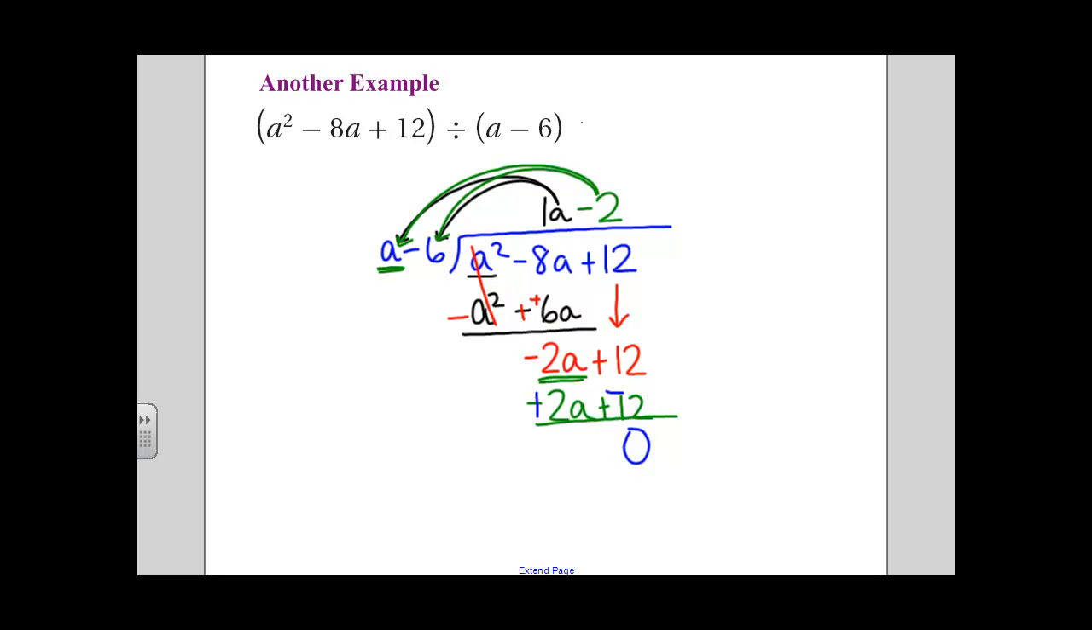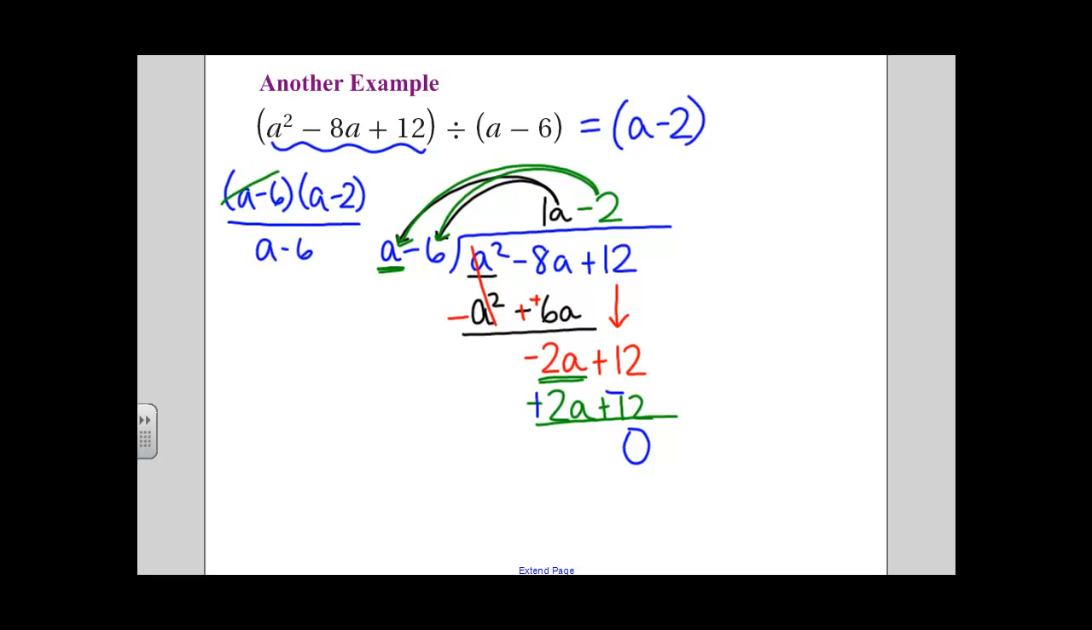So that means if I divide a squared minus 8a plus 12 by a minus 6, I'm left with a minus 2. Same thing if we were factoring. If we factored this guy, we would end up on the top with a minus 6 times a minus 2, all divided by a minus 6, and we can see that this stuff cancels out. Again, way easier to do with factoring, but some of them aren't going to be able to factor.